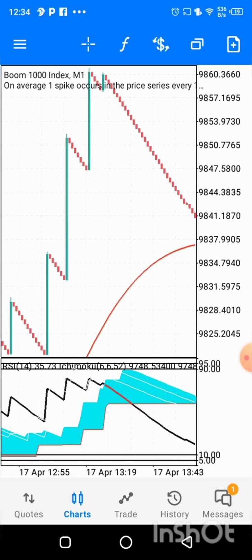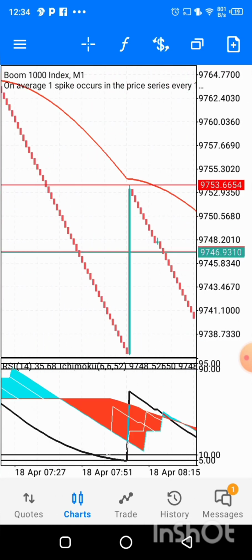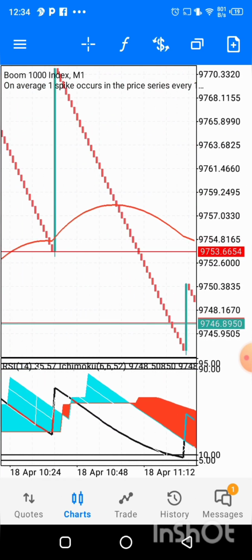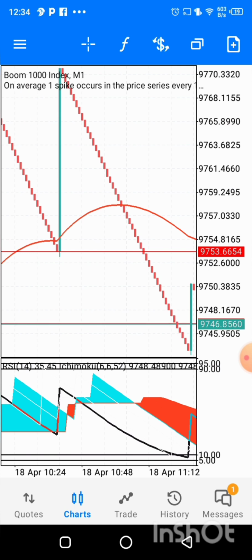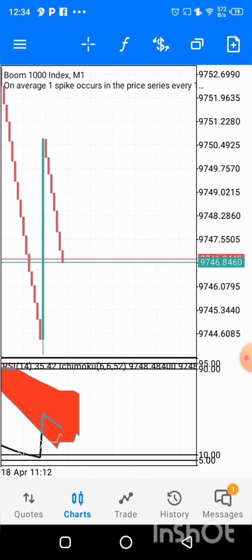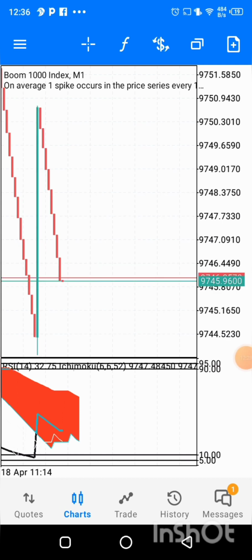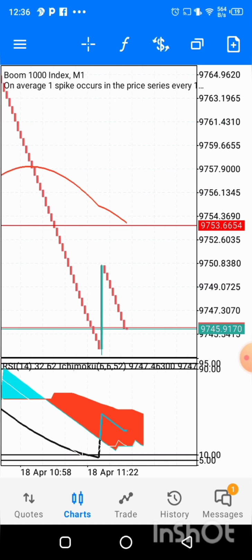So this strategy, I dropped this strategy like twice now, but there's something I want to show you guys, which is very important. See, catching spikes is very simple. Catching spikes on boom and crash is pretty simple, and it's also difficult for some people.